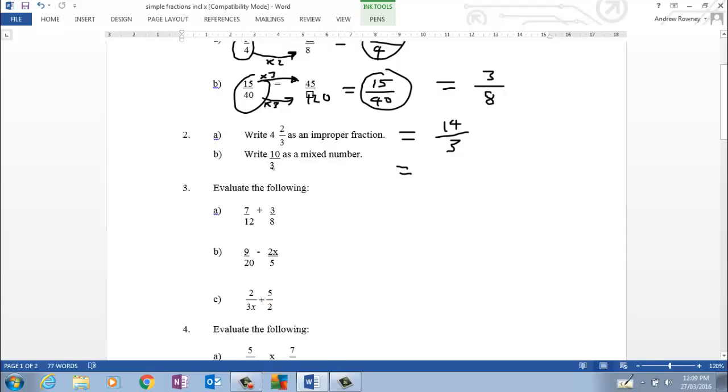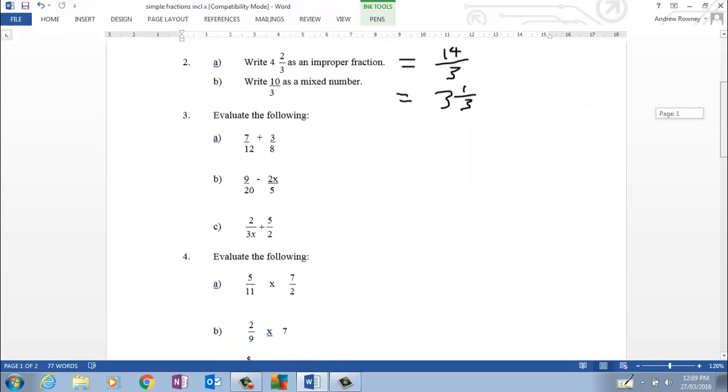This is going back the other way. This is an improper fraction and we want to get it as a mixed number. So you say, what do we have to times 3 by to get 10? Well, 3 3s are 9, leaving a remainder of 1, so it's 3 1/3. That's how you convert between improper and mixed.